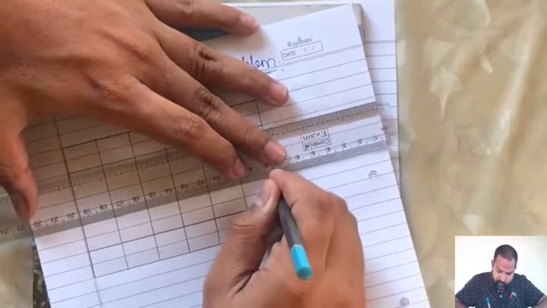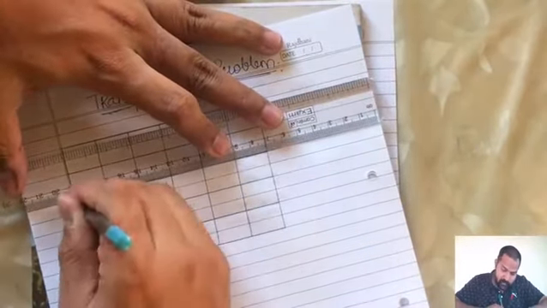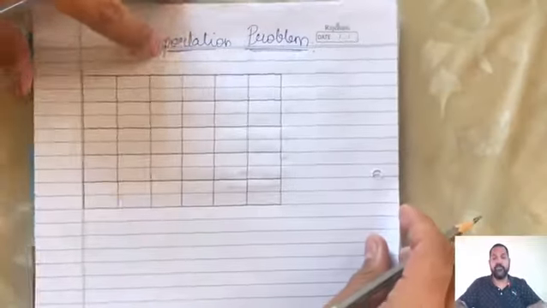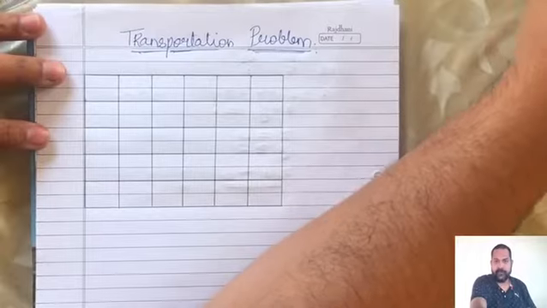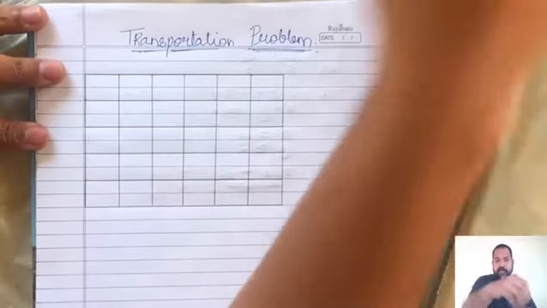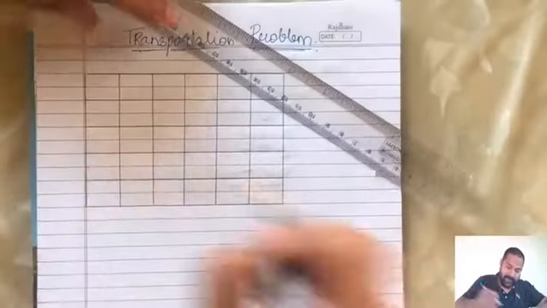So, if you have 3 factories, you will draw 5 rows. If you have 4 warehouses, you will draw 6 columns. You'll always draw 2 more than what you require. Done? Let's start filling it up. The first thing that I'm going to do is I'm going to draw a line here.